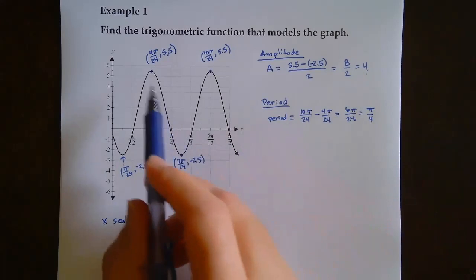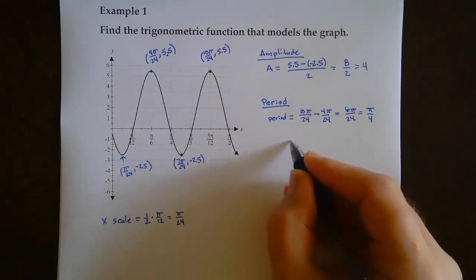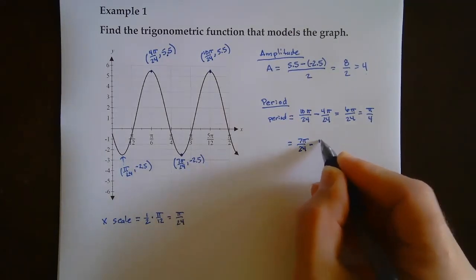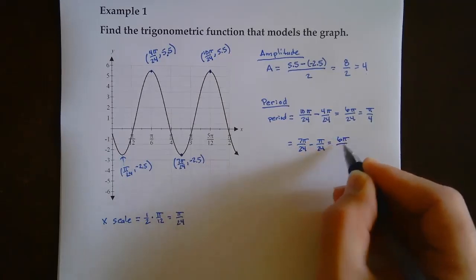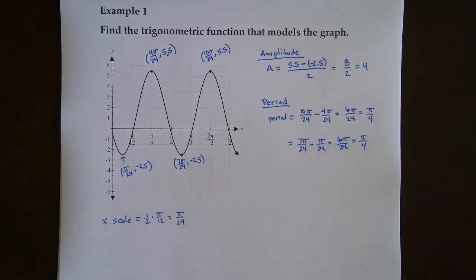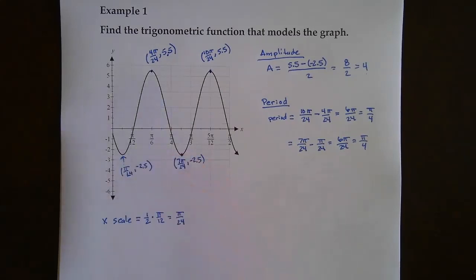Now, we compared the two x coordinates of the maxes, right? You could do the minimums too, right? So if you did 7 pi over 24 minus pi over 24, you would get 6 pi over 24. You see how you get the same answer? So you can't go max to min, okay? Well, you could if you doubled it, okay? Because that's going to be half the period right here. If you go from a min to a max, that would be half a period, okay? If you doubled it, then you would get the full period, okay? So that's another way to get the period, okay?